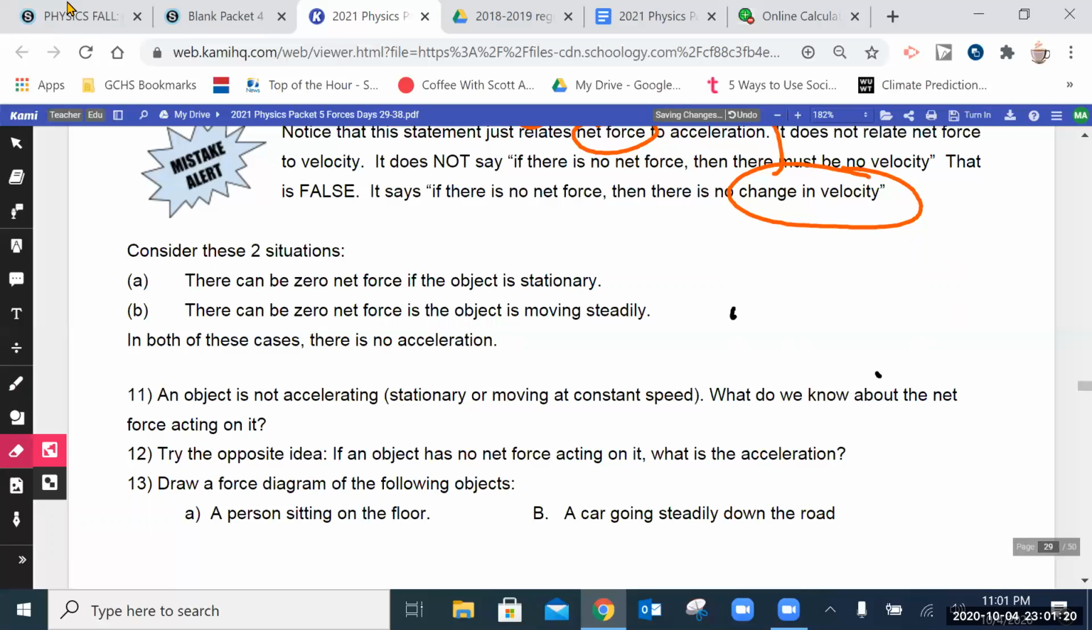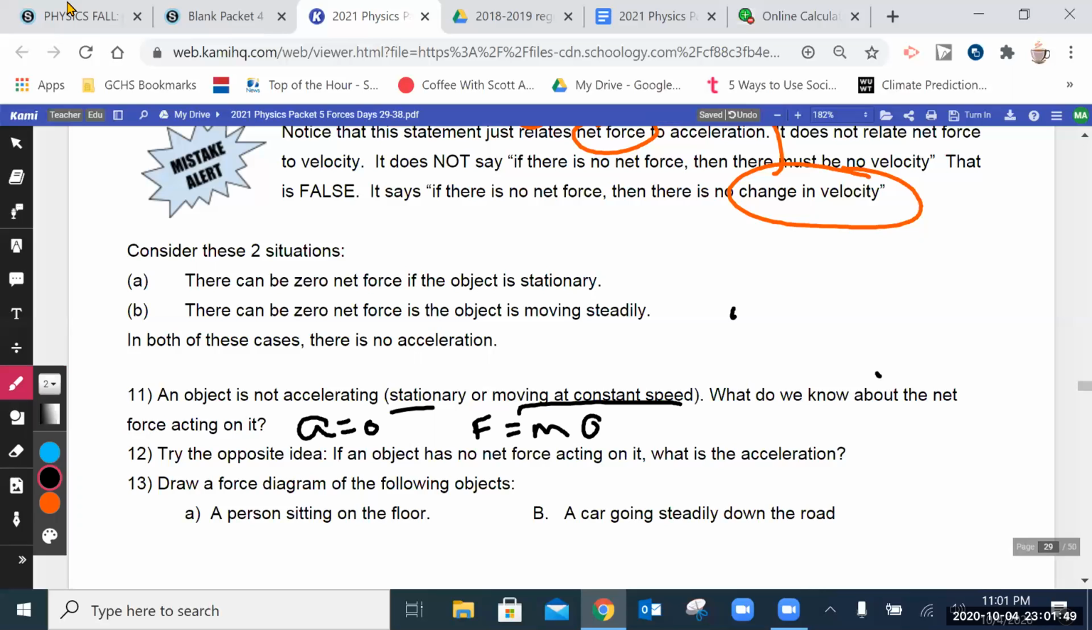Number 11, an object is not accelerating. So that means it's either stationary or maybe it's moving at constant speed. We don't know which, we just know that it's not accelerating. What do we know about the net forces on it? If A is zero, then to find the force, we multiply the mass times the acceleration, which is zero. So that means that the force must be zero. Either way, the net force must be zero. All the forces acting on it cancel out.